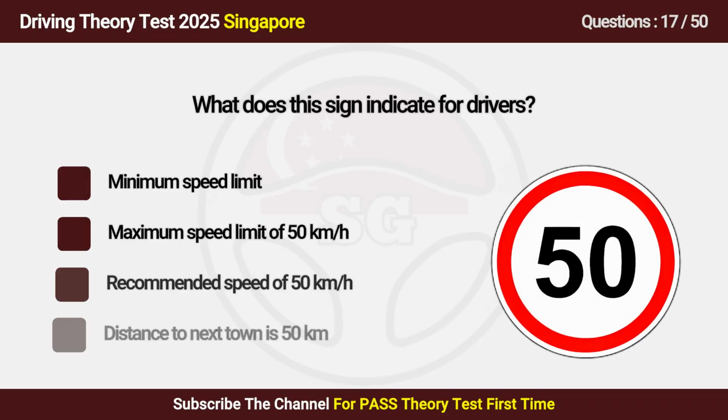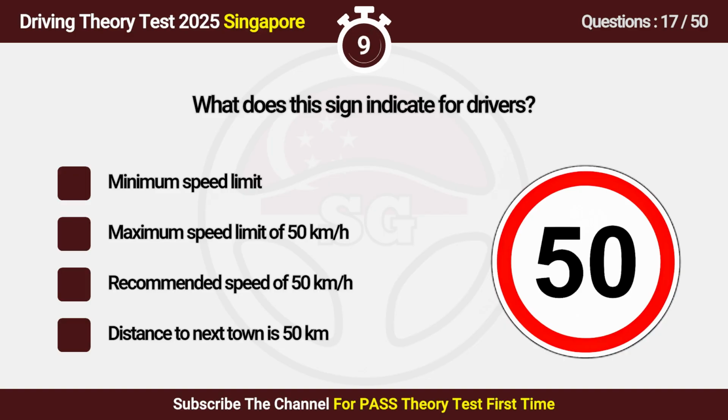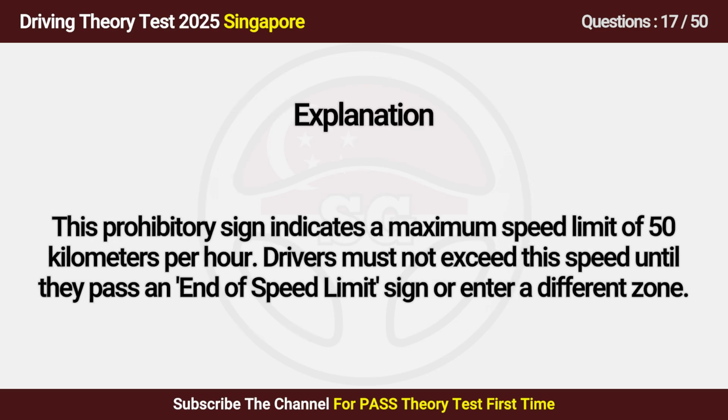Question 17. What does this sign indicate for drivers? A. Minimum speed limit. B. Maximum speed limit of 50 kilometers per hour. C. Recommended speed of 50 kilometers per hour. D. Distance to next town is 50. Answer is B. Maximum speed limit of 50. This prohibitory sign indicates a maximum speed limit of 50 kilometers per hour. Drivers must not exceed this speed until they pass an end of speed limit sign or enter a different zone.